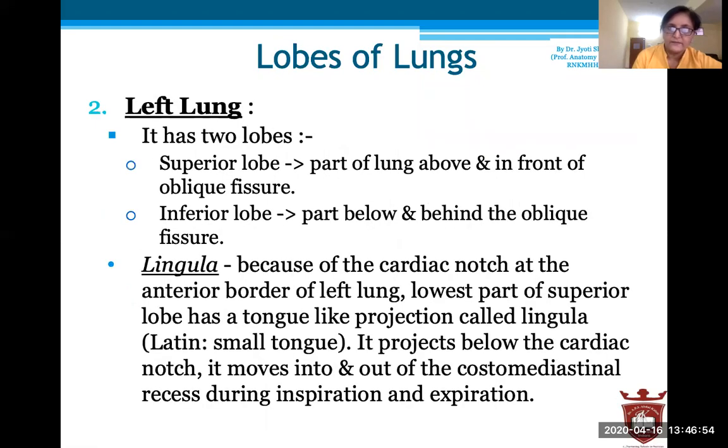Now the left lung has two lobes, the superior lobe and the inferior lobe. The superior lobe is the part above and in front of the oblique fissure, and the inferior lobe is the part below and behind the oblique fissure.